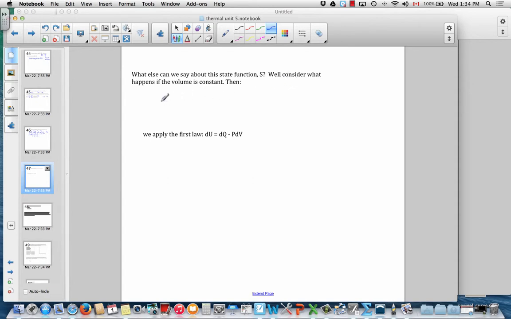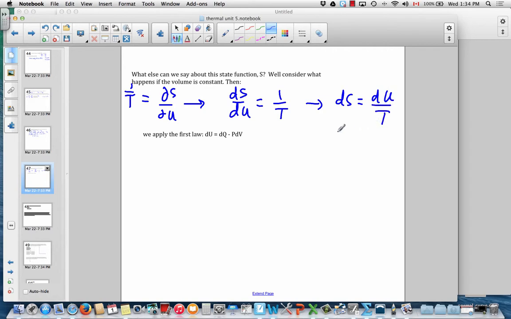Well, we just finally wrote down the statistical definition of temperature. Let's pretend the volume's constant, and therefore internal energy is only varying with temperature, at constant volume. So we could write it as an exact differential. This was our statistical definition of temperature. I'm just going to replace the partial derivative with an exact derivative, and then write dS as a differential. If we apply the first law of thermodynamics, you remember that?